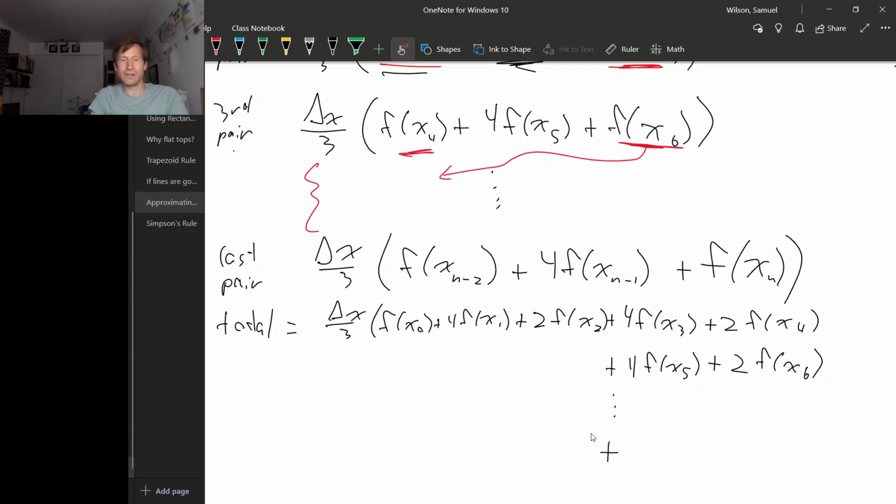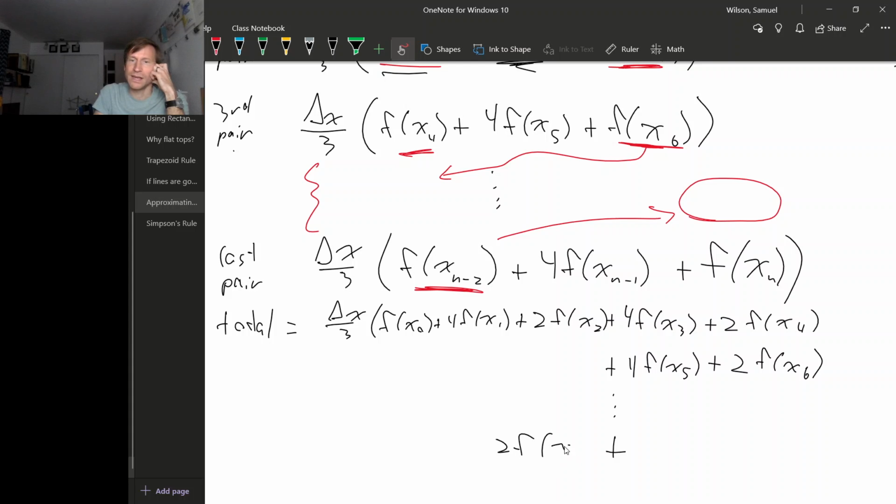So for these last few, there's this f of x sub n minus 2, but remember n minus 2 also shows up on the line before as a right-hand endpoint. So there's 2 times f of x sub n minus 2. We're almost done. Now there's a middle point, so that gets a 4.